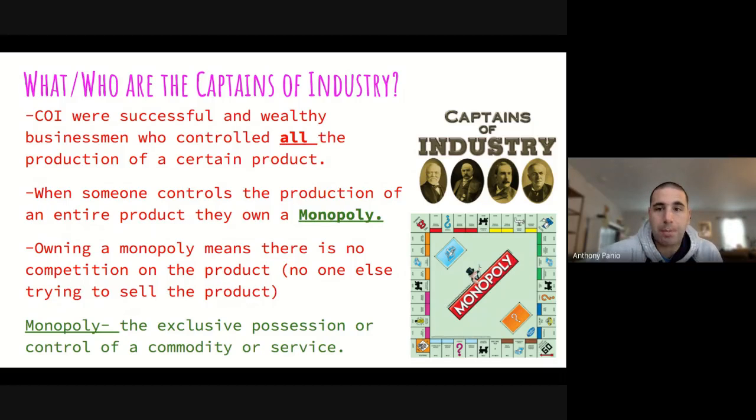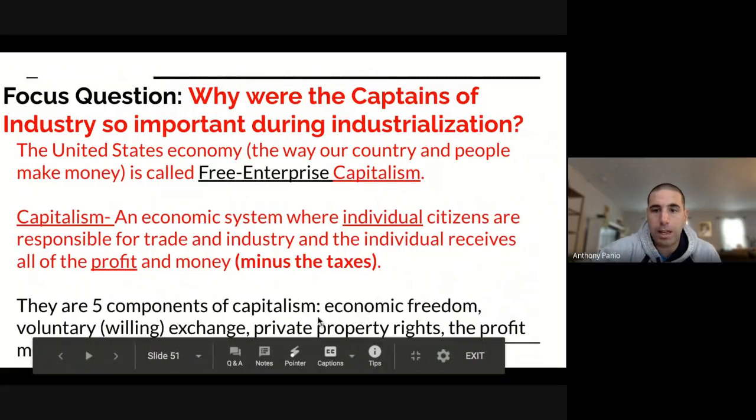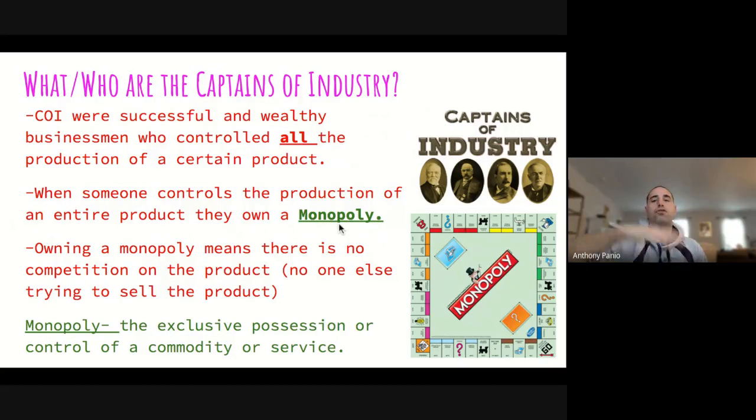So if you are a captain of industry or a monopoly owner, you're going to notice some of the people made a ton of money, because they're the only ones selling the product. In a true capitalist system, people didn't really have choice. They didn't have economic freedom and they really didn't have competition. So monopolies are an extreme version of capitalism that a lot of people say don't even consist of capitalism.